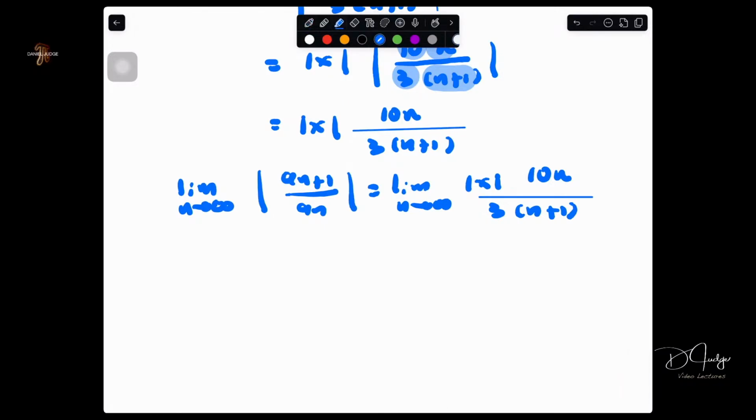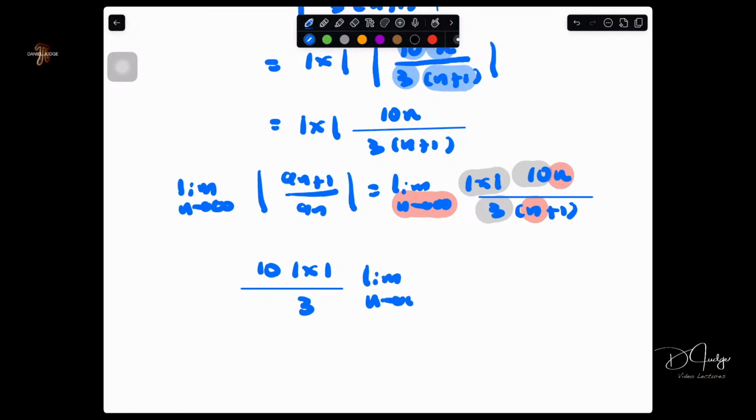So the limit as n goes to infinity applies only to wherever there's an n. We've got the absolute value of x and 10/3 as constants. We can pull that out: 10 absolute value of x over 3. Pull out your constants, leaving n over n plus 1.